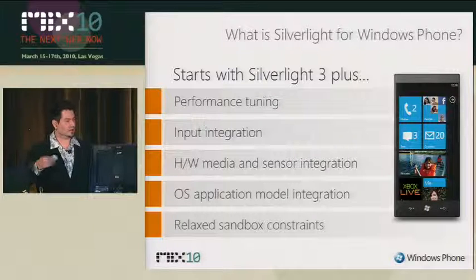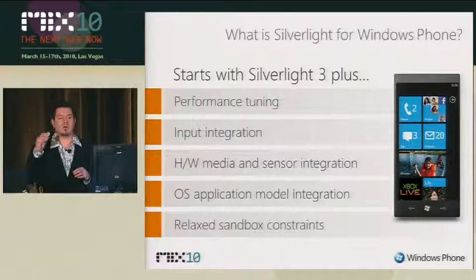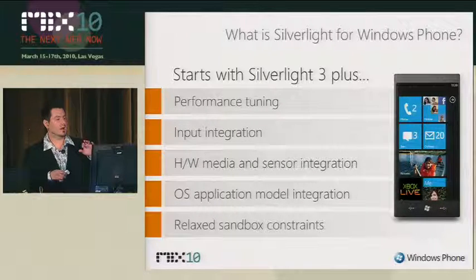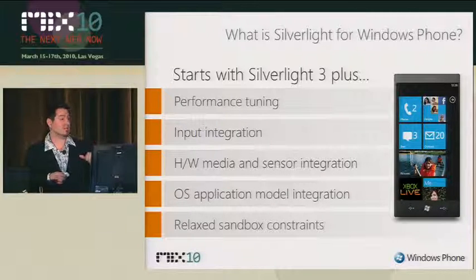So, again, phone is a hot topic. So what exactly is Windows Phone? How does Silverlight relate to that? Well, Silverlight on Windows Phone is SL3. So if you go looking for blog posts and tips and tricks, look for Silverlight 3. Then we added a ton of performance tuning because you want it fast.